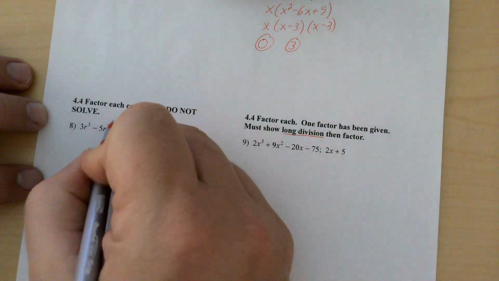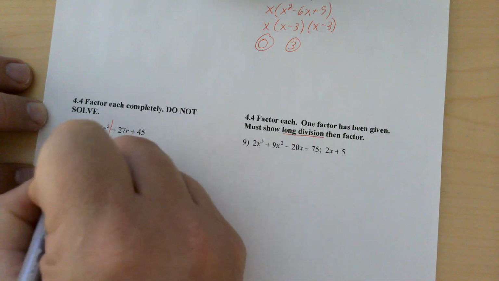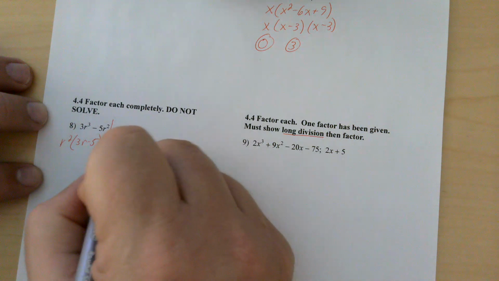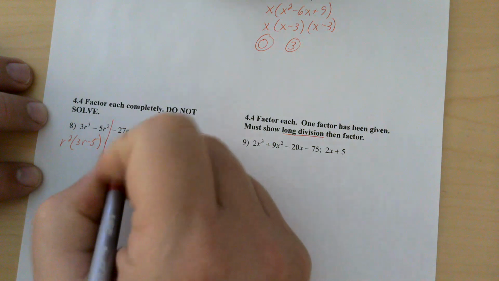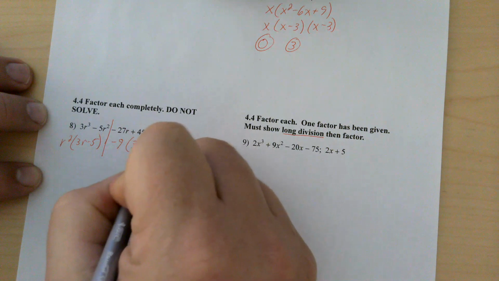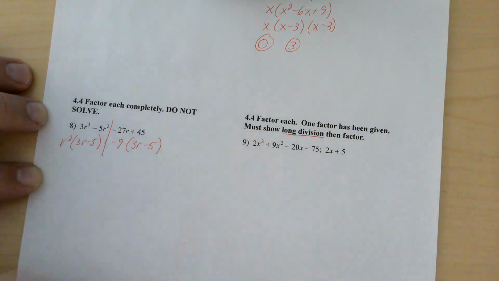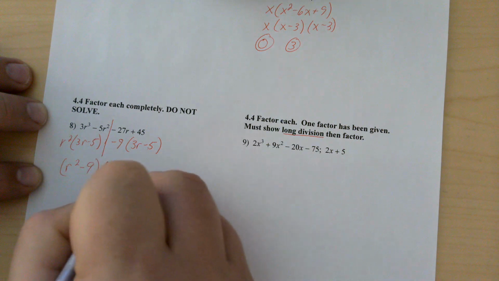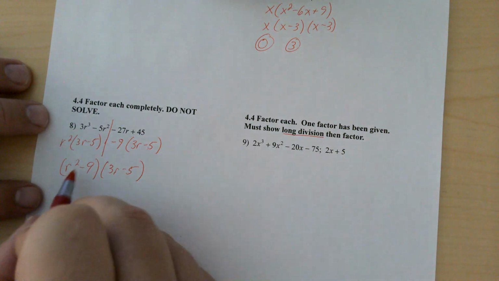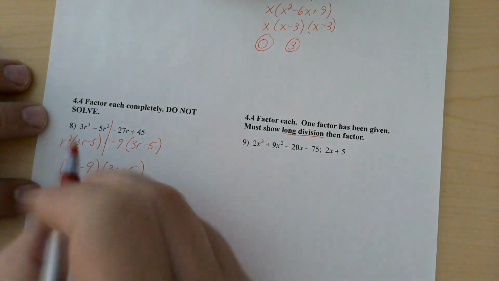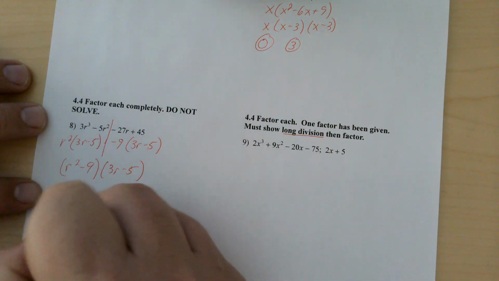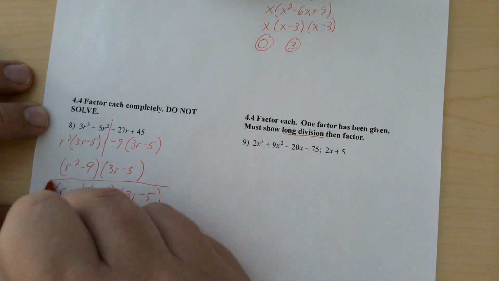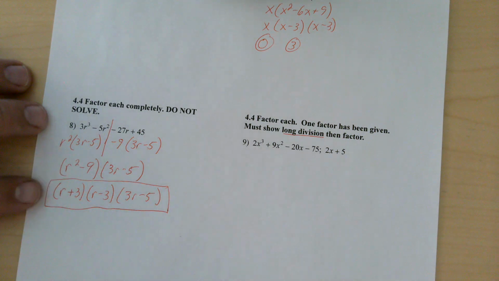This one we're not solving, so all you have to do is split it down the middle, factor out an r squared. So it means on this side we have to factor out a negative 9, which will give us 3r minus 5. Negative 9 times negative 5 is the 45. R squared minus 9, and 3r minus 5. Now, if you stop here, you're going to lose a point. 9 is a perfect square, and we're subtracting. So we can write r plus 3, r minus 3, and 3r minus 5. That is fully factored. Okay?